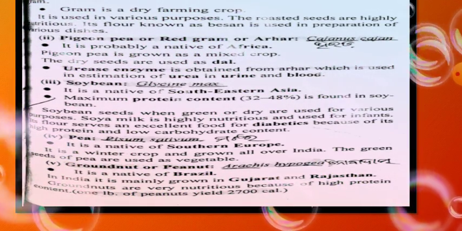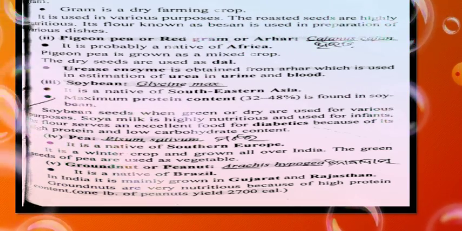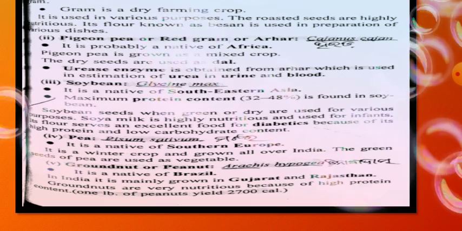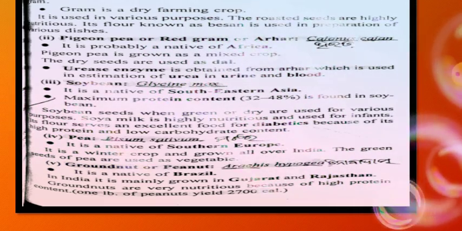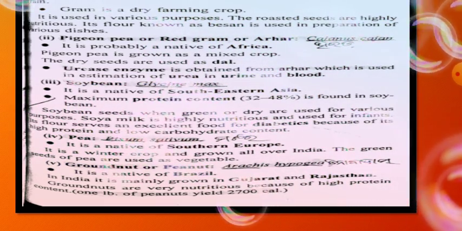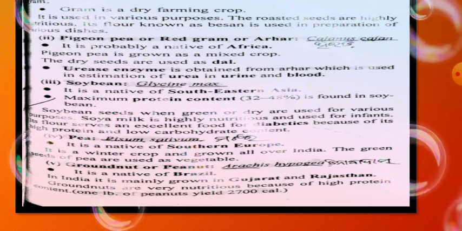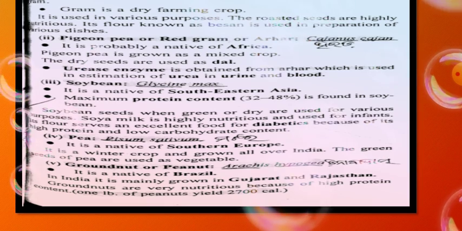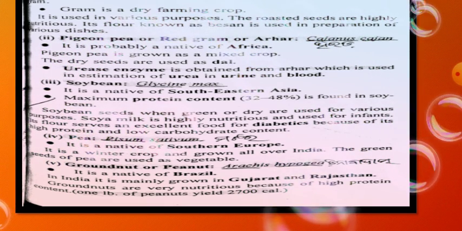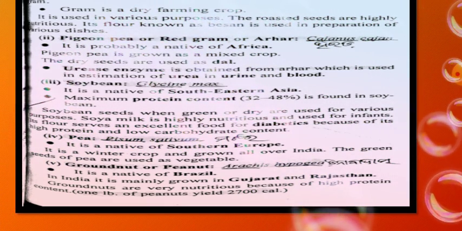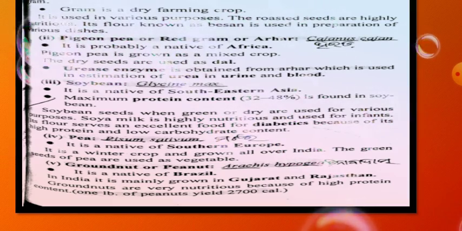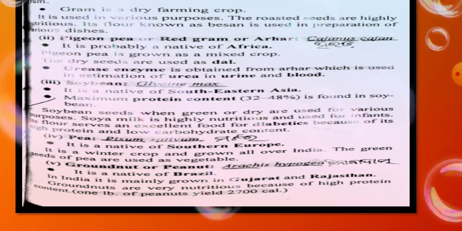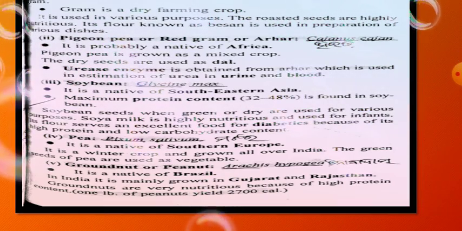That's why diabetic patients are mostly given glycine max, or the soybean, for their daily routine. Next comes the pea, its botanical name is Pisum sativum. Normally we know it as the green matar.